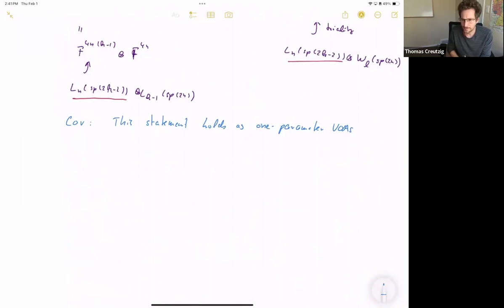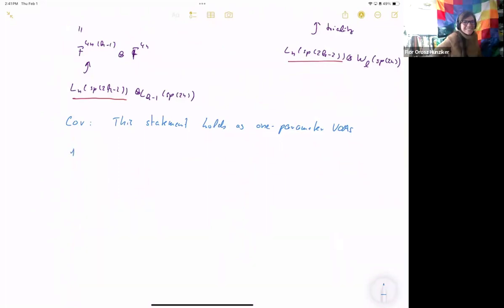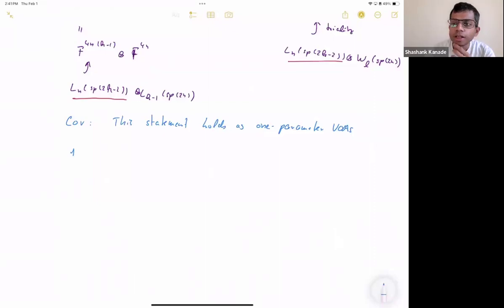Okay, now the rest of the proof is quite simple. Thomas, I think there's a question. Shashank? Yeah, sorry, I think I missed something. So where did the universal VOA come into play?